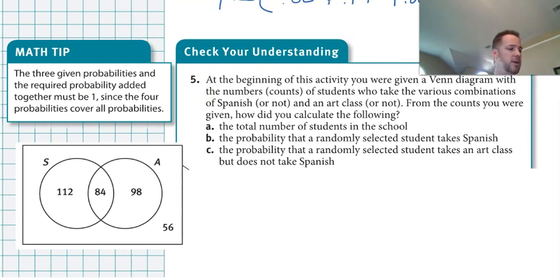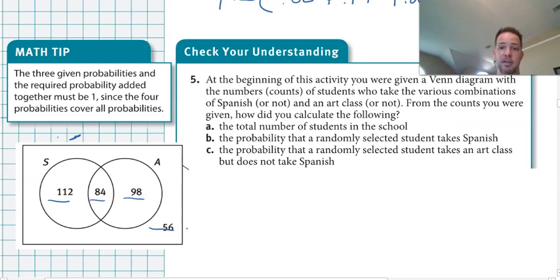All right, hopefully you got through number 7. Let's go ahead and answer these. Number 5 says at the beginning of the activity we're given a Venn diagram with the numbers. I went ahead and put it off to the side here so we can see it. Let's go ahead. From the counts we were given, how do you calculate the following? Total number of students at the school, you add up all of these regions to get 350.